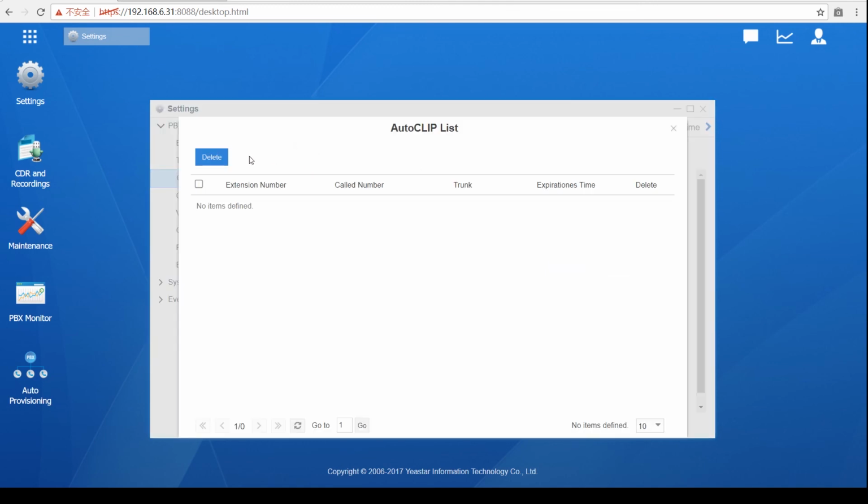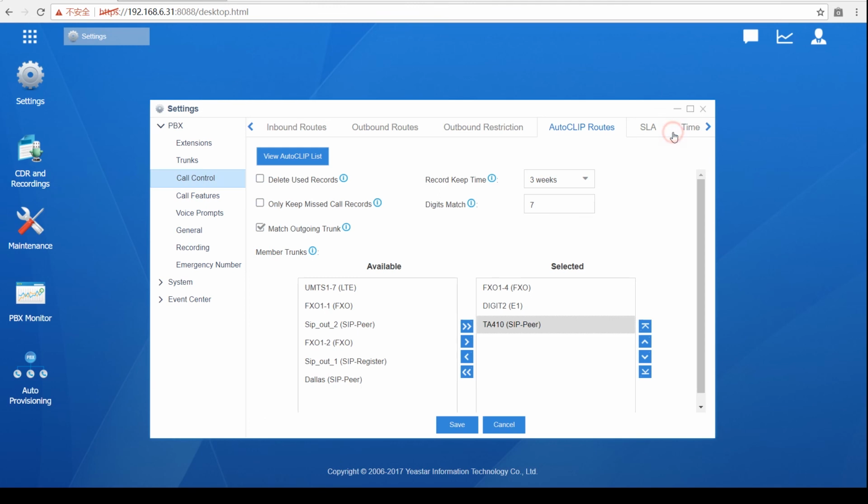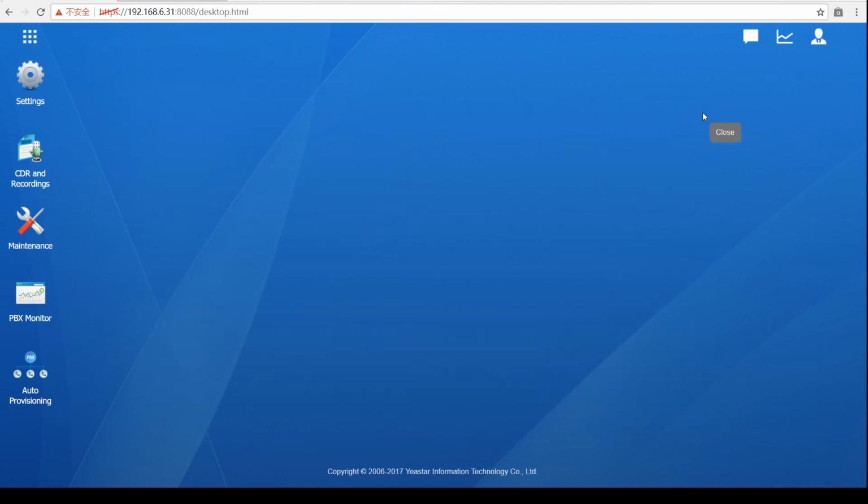Actually, it's very easy to set up. If you want to check what records you have, you can just click on AutoClip list. Here you will see a list of all the outgoing calls that match the condition and have been recorded, waiting to be matched when callbacks come in. Okay, so this is AutoClip.